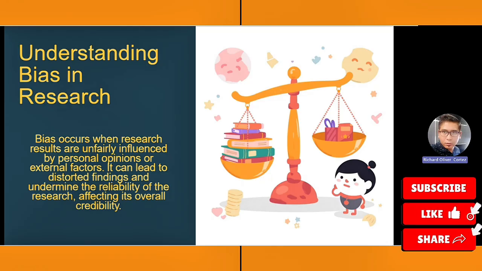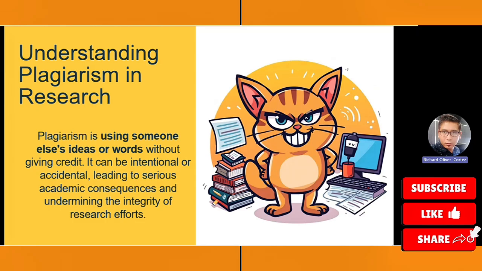Understanding bias in research. Bias occurs when research results are unfairly influenced by personal opinions or external factors. Ang conclusion should be based on the findings, hindi yung sariling opinion. It can lead to distorted findings kasi pag opinion, distorted ang findings, hindi galing sa survey. Hindi siya reliable. Dapat wala sa personal opinion. Pag sinabi ng bias, no, wala kang pinipiling respondents. All of them should have the equal chance to be chosen as a respondent.